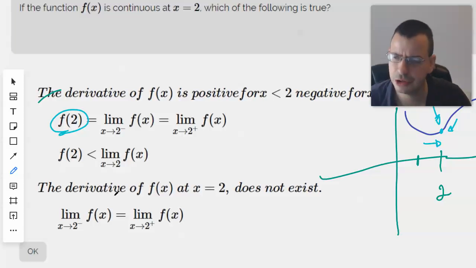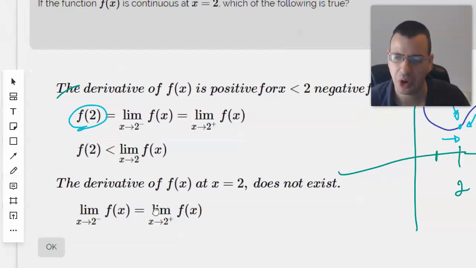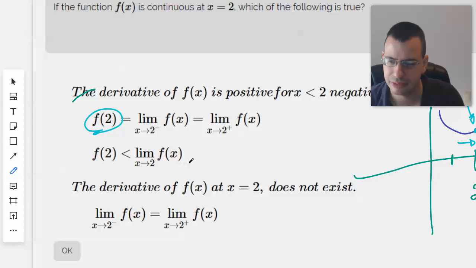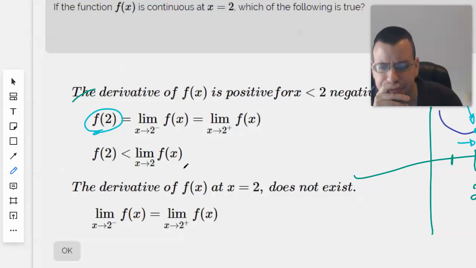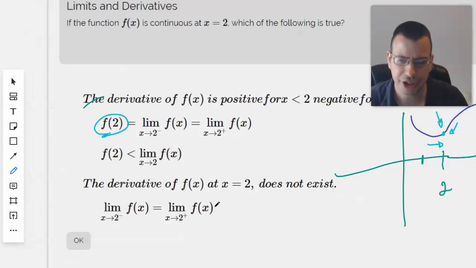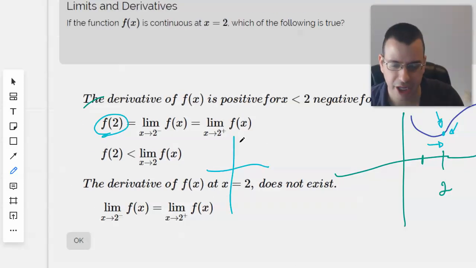F of 2 is less than... No, makes no sense. Does that make sense? So what this is saying is you have a graph like this, and you have your graph, but there's a hole at 2, and then for some reason the actual value is down there. I don't know what that means. Nope, I'm going to say no.